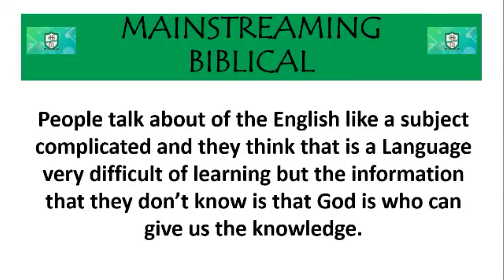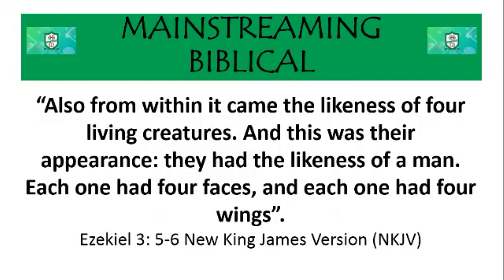For that reason, the Mainstreaming Biblical is the book of Ezekiel chapter 3, verses 5 to 6. Okay, and the New King James Version. It is the best version for me. Okay. Also, from within it came the likeness of four living creatures, and this was their appearance. They had the likeness of a man. Each one had four faces, and each one had four wings.